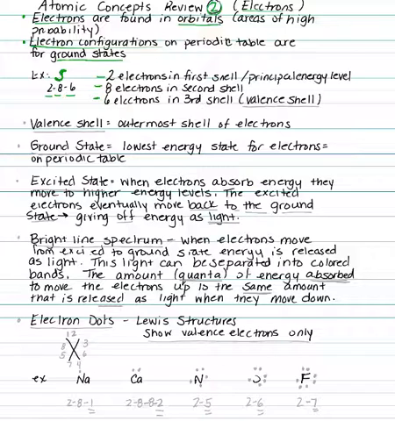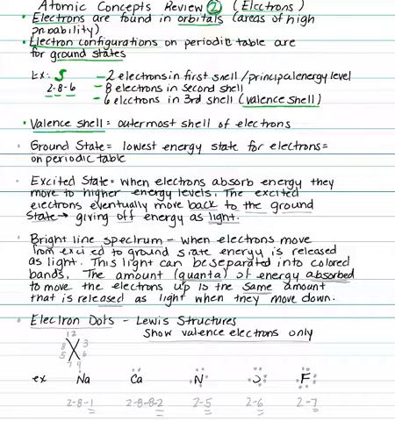Because this is the last shell, for sulfur, the third shell is also called the valence shell. When we talk about the valence shell, we are talking about the outermost shell of electrons. These are also the electrons with the most energy, and they are the electrons that will participate in bonding.